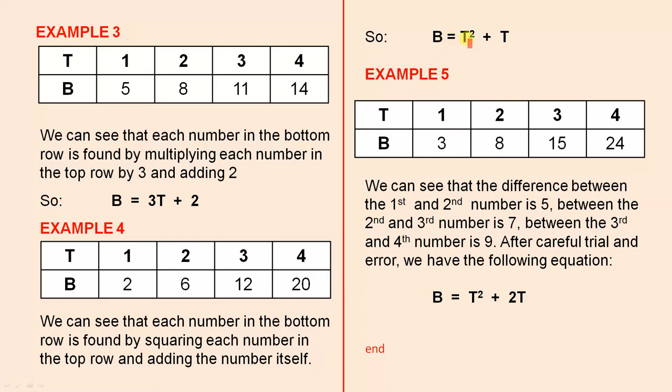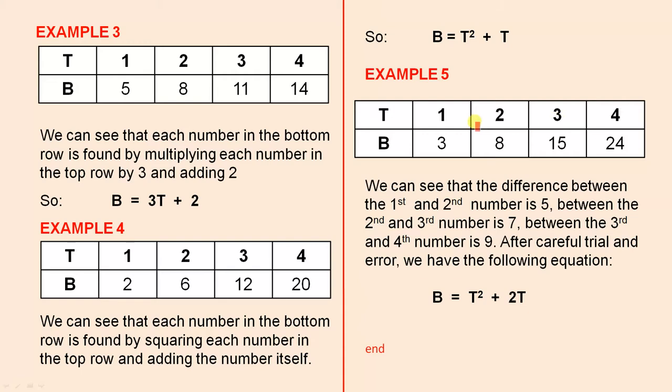So B equals T squared plus T. So 2 equals 1 squared plus 1. 2 squared plus 2 is 6. 3 squared plus 3 is 12. And 4 squared plus 4 is 20.